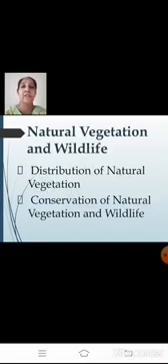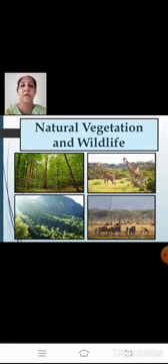Now, natural vegetation and wildlife. In this topic, we are going to learn about the distribution of natural vegetation and the conservation of natural vegetation and wildlife. You all are very much aware of the words natural vegetation and wildlife. It means animals, insects, birds, everything is included in that.